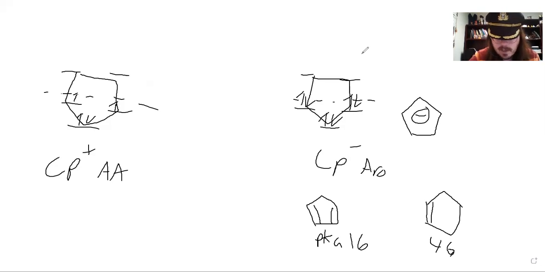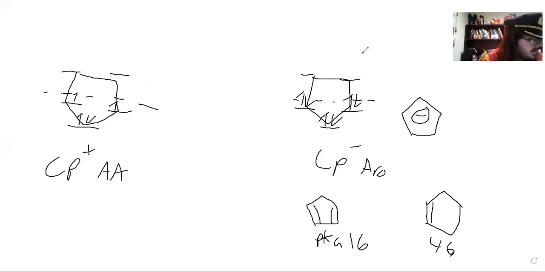A pKa of 46 means it ain't going to happen. You need some kind of mega base. A pKa of 16, you need a strong base, but it is within range. I mean, you've got to think about it. Water has a pH range between 0 and 14, but that doesn't mean there aren't stronger things out there than water. Everything's just compared to water in most cases, because that's the solvent we usually use.